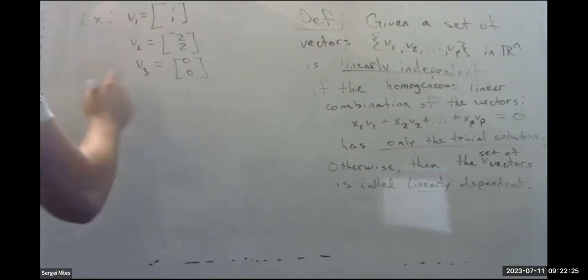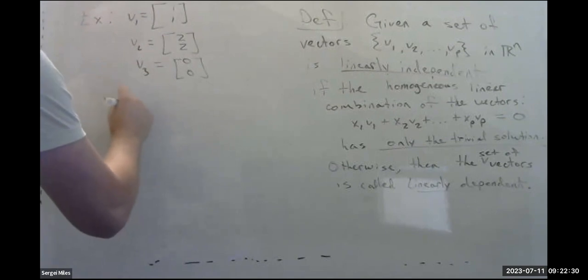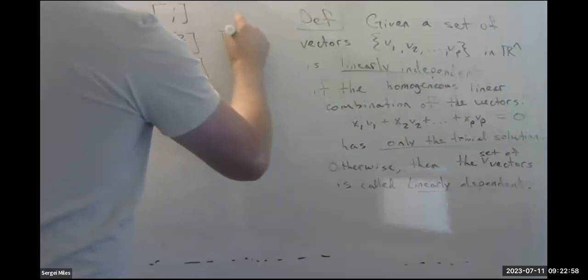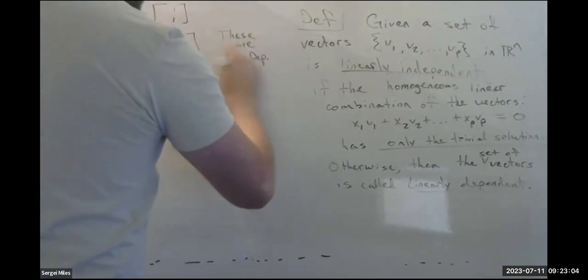Well, we can see right away that V2 equals 2 times V1. V2 is a combination of V1, meaning V2 is dependent on V1, right? They are not linearly independent. This is linearly dependent. These are linearly dependent.